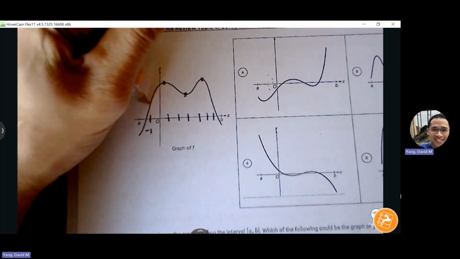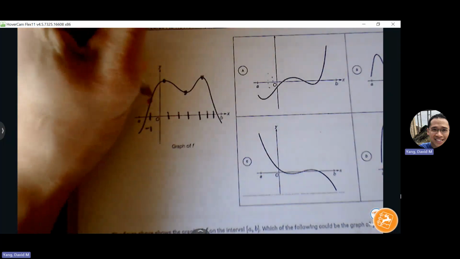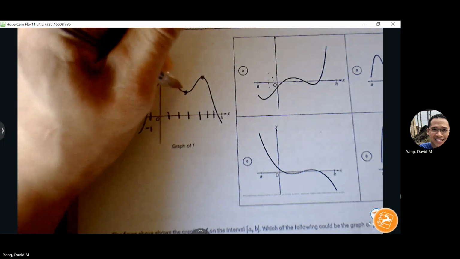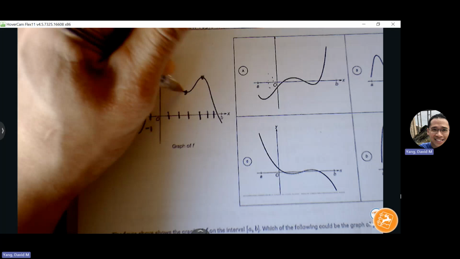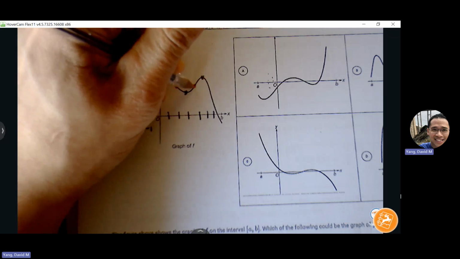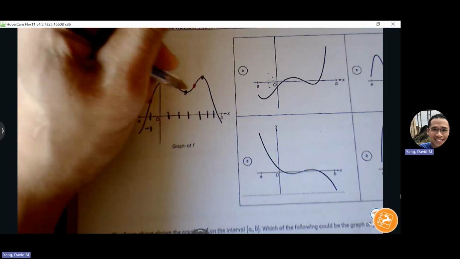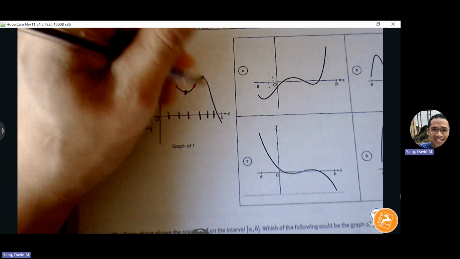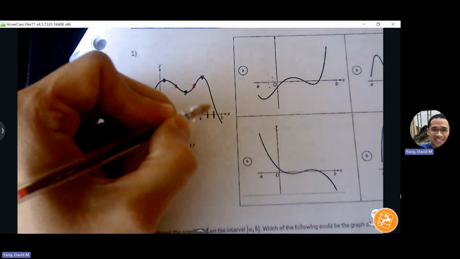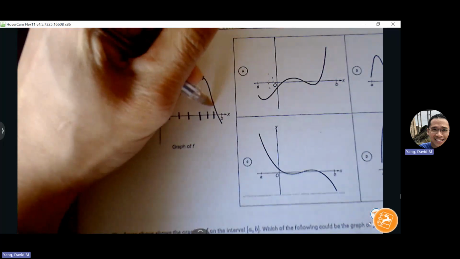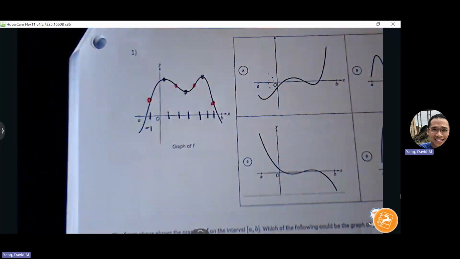So we can imagine, okay, this looks like it could be a POI. Concave down to concave up, this could be a POI. Concave up to concave down, POI is here. And then finally, this is concave down, but we can see that the curvature changes here, right? This is a concave up shape. So all the ones in red are points of inflection, and all the ones in black are my peaks and valleys, right?